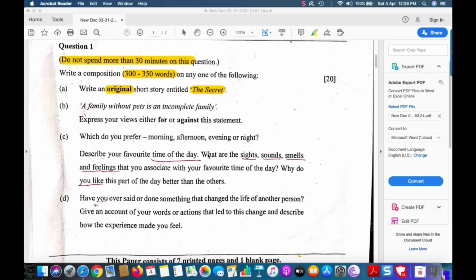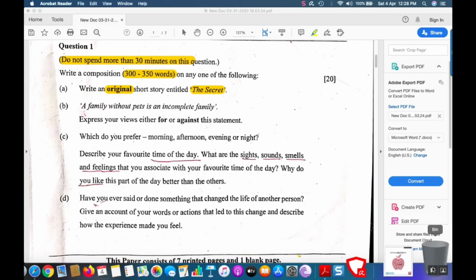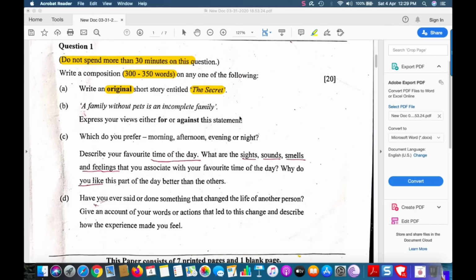Coming to the next topic, this is a descriptive question. And the question is: which do you prefer? Morning, afternoon, evening, or night? So, there are a few things we must be aware of. First is morning, afternoon, evening, or night. So you have to choose only one of these four.